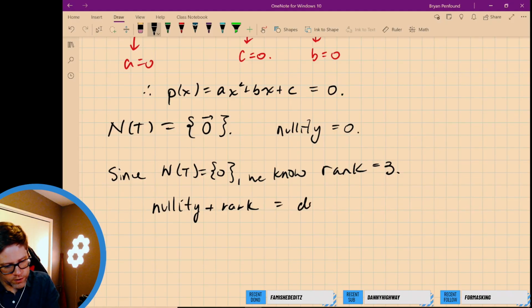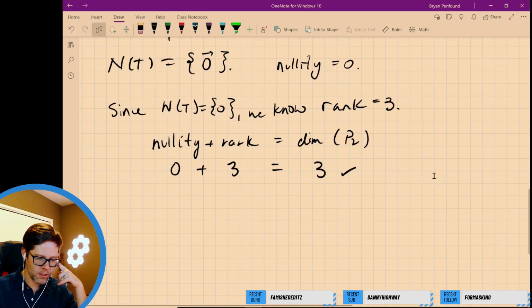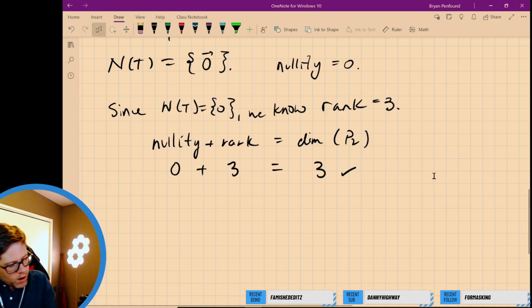And I had the wrong dimension, right? It should be the dimension of the starting space. So it should be the dimension of P2. So 0 plus 3 should be equal to 3. So the dimension theorem should hold, but let's try to find a basis for the range of T.